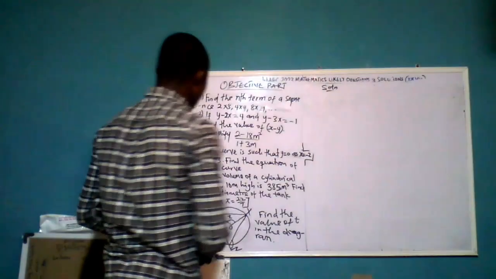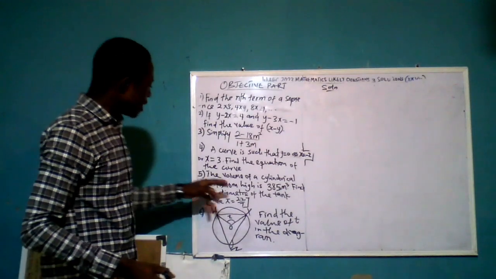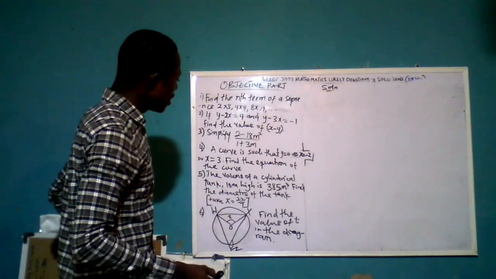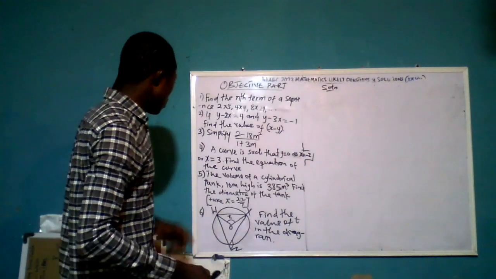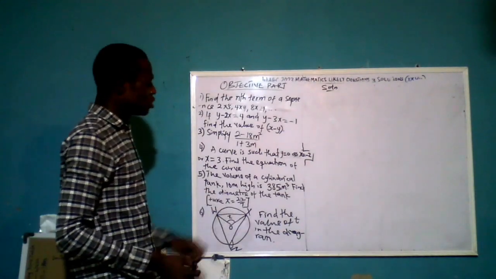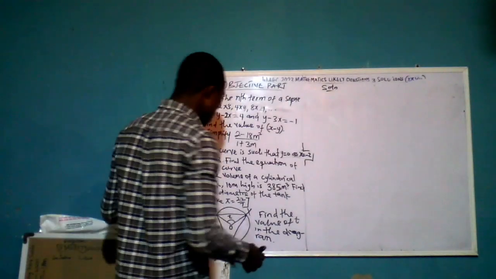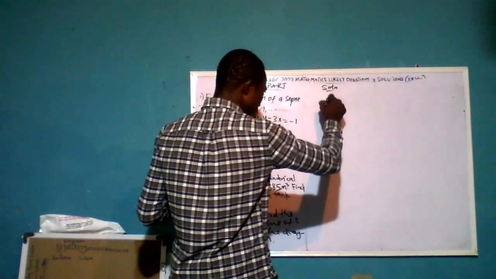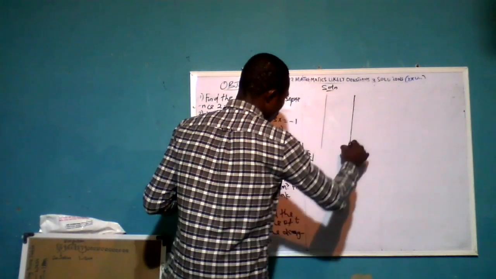5. In question number 5, the volume of a cylindrical tank 10 meters high is 385 meters cube. Now we have to find the diameter of the tank. Take pi to be equal to 22/7. Now that cylindrical tank will look like this. I will draw it, but you don't need to draw it.